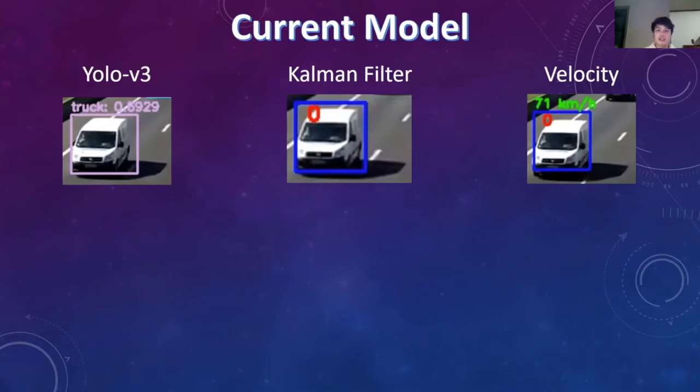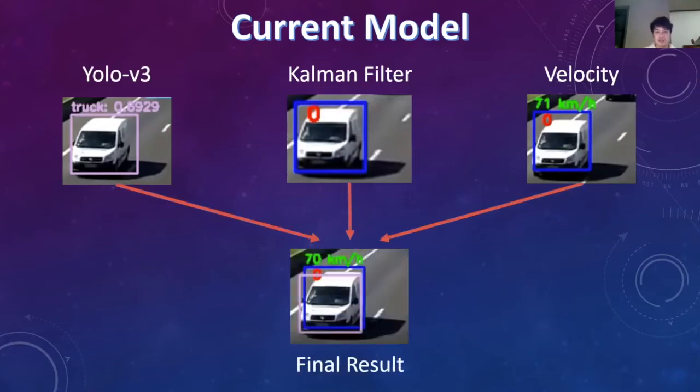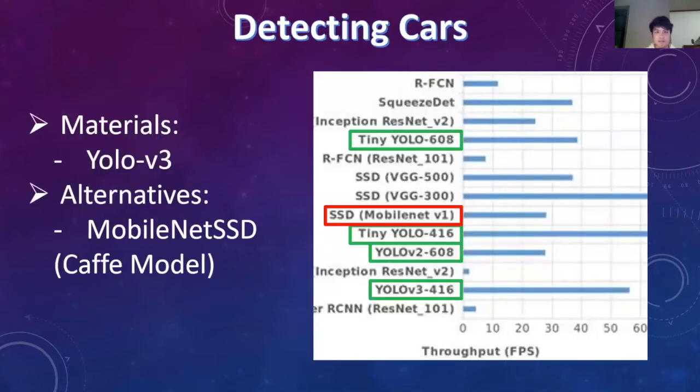And then together we get the velocity to provide a final result, where we can see the detection, the prediction, and the velocity as well. Now, detecting the cars, this is the reason why we use YOLO v3 instead of MobileNet SSD. As you can see on the graph, the MobileNet SSD has a low throughput compared to YOLO.